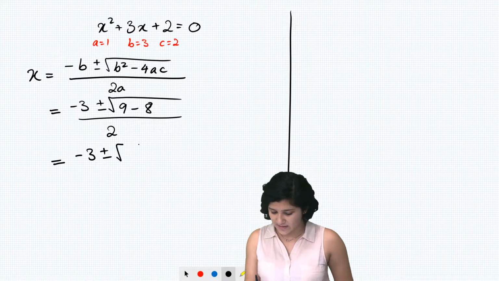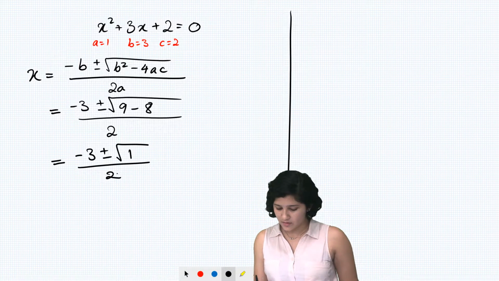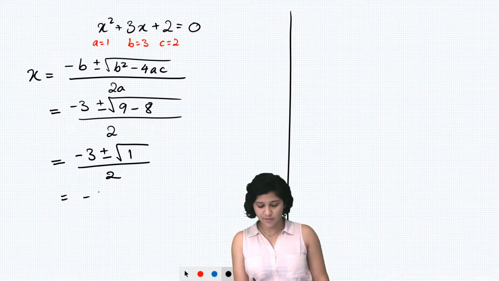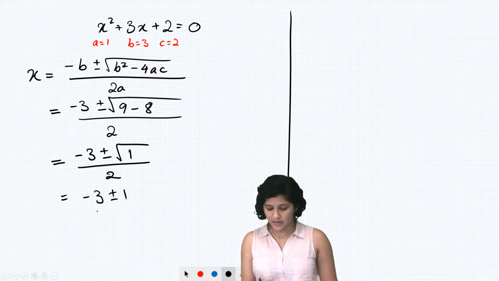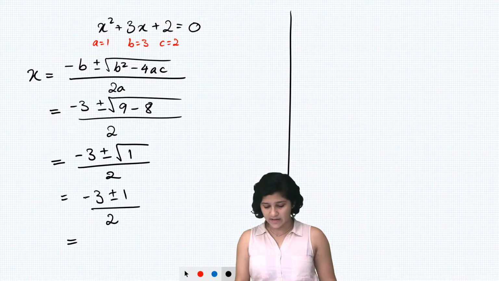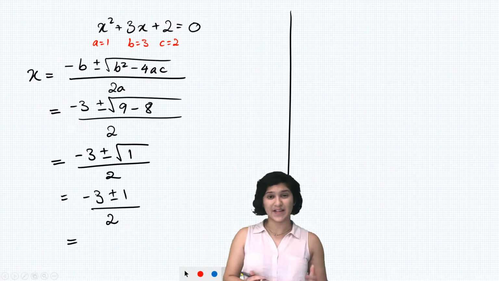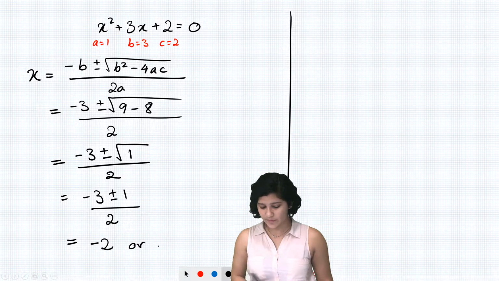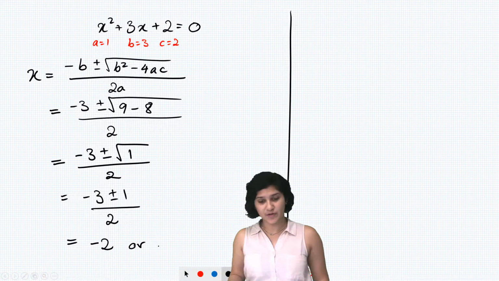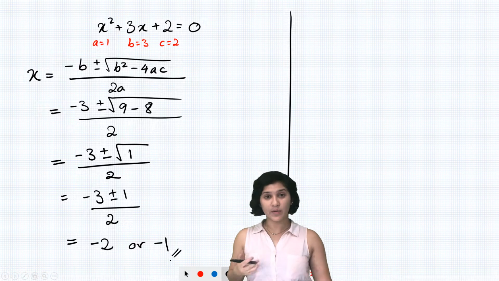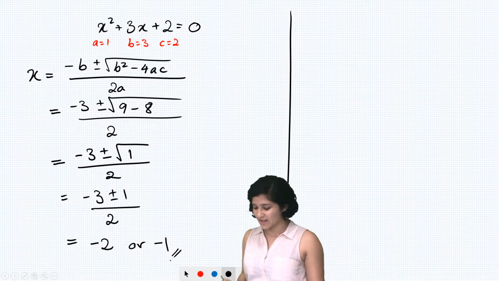Now 9 minus 8, that's nice and easy, square root of 1, and square root of 1 is just 1, so it's negative 3 plus or minus 1 over 2. So that is negative 3 minus 1 is negative 4, over 2 is negative 2. Or negative 3 plus 1 is negative 2, over 2 is negative 1. So we're done. Those are our two solutions. Okay, so that one was quite easy because we didn't have to deal with any surds or anything.